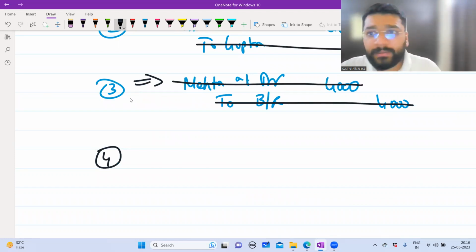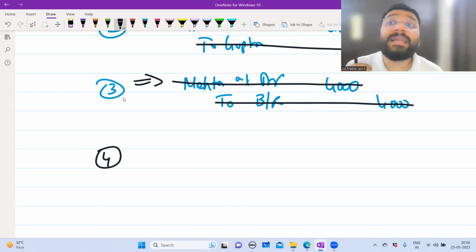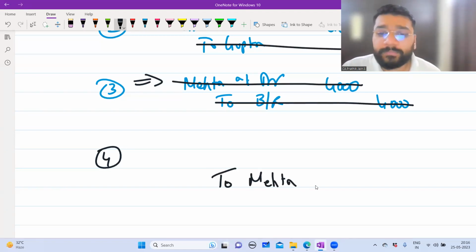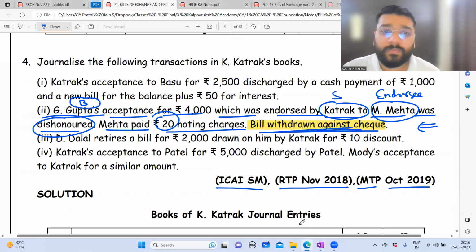Is payment gone to Mehta? Mehta is Katrak's creditor. Is payment gone to creditor? No, sir. So we have to recreate the creditor. To recreate Mehta, will I debit Mehta or credit Mehta? Credit Mehta. How much amount? How much money do we have to pay to Mehta? Sir, 4,000 towards the bill value and 20 towards noting charges.